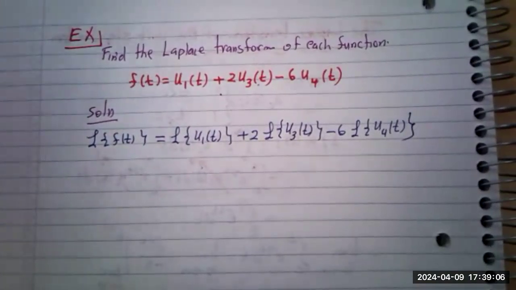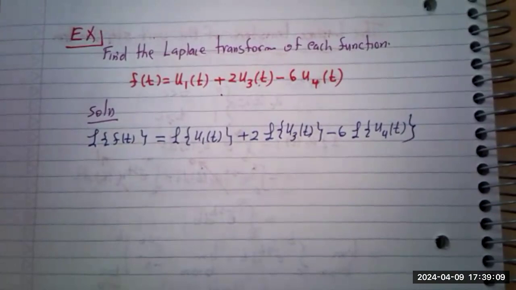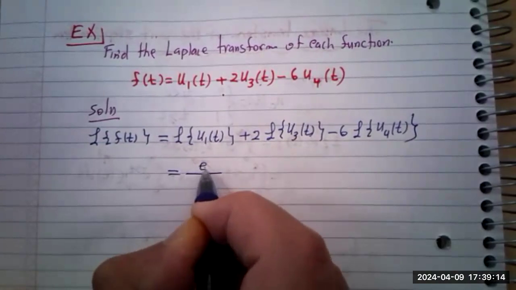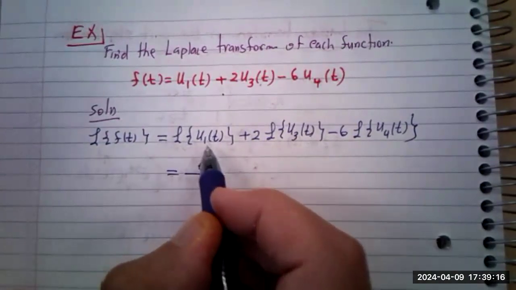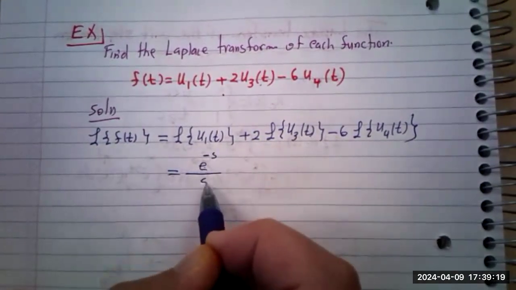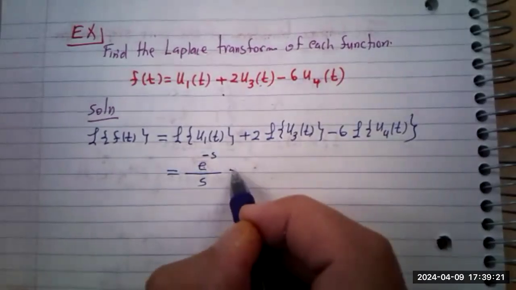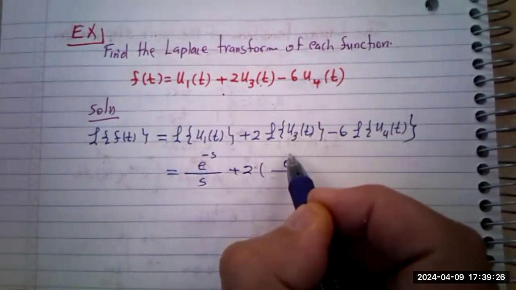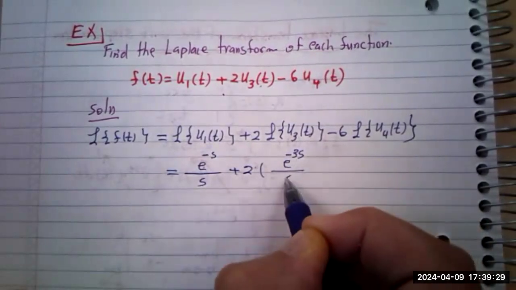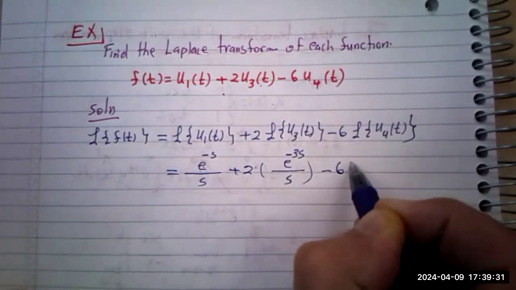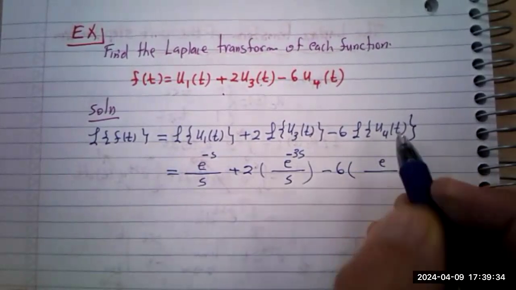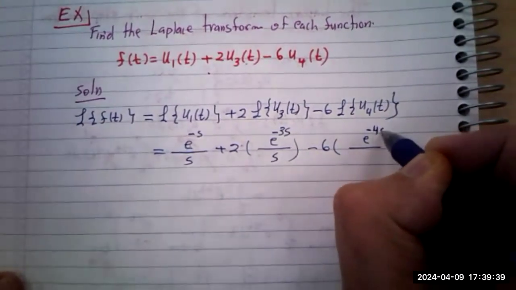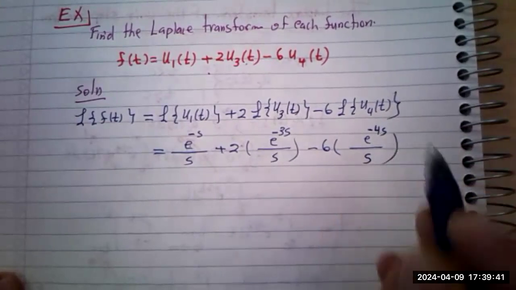The Laplace of u_c of t is e to the negative cs over s. So this is going to be equal to e to the negative s over s, plus 2 times e to the negative 3s over s, minus 6 times e to the negative 4s over s. That's it.